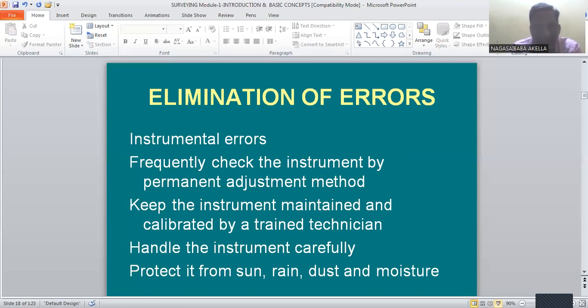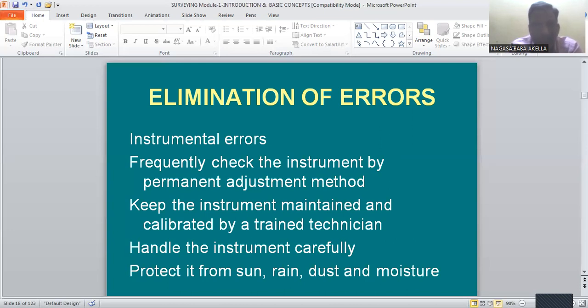Then the permanent adjustment can be done by ourselves if they satisfy the relations. Otherwise, if they are showing some angle, not a perpendicular, if they are showing any error, it should be taken to the workshop for repair purpose. Keep the instrument maintained and calibrated by a trained technician. These instruments should be periodically checked by technicians and calibrated by a trained technician, and maintenance to be done periodically.